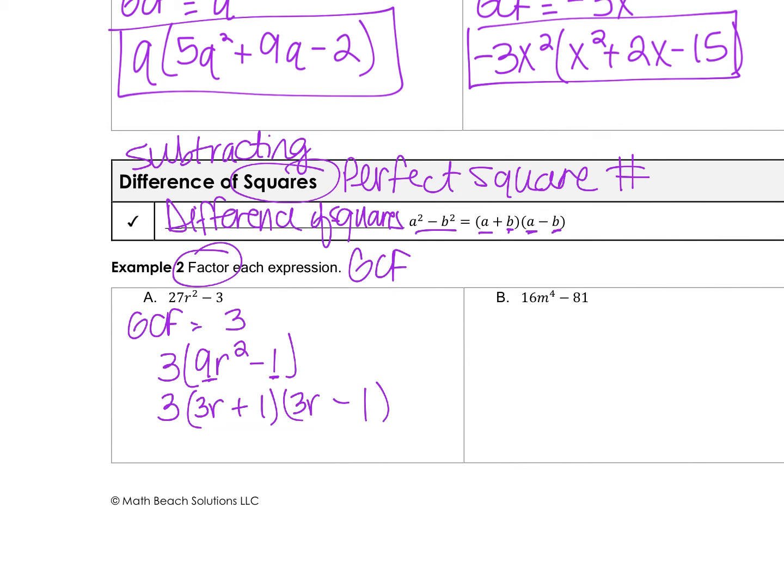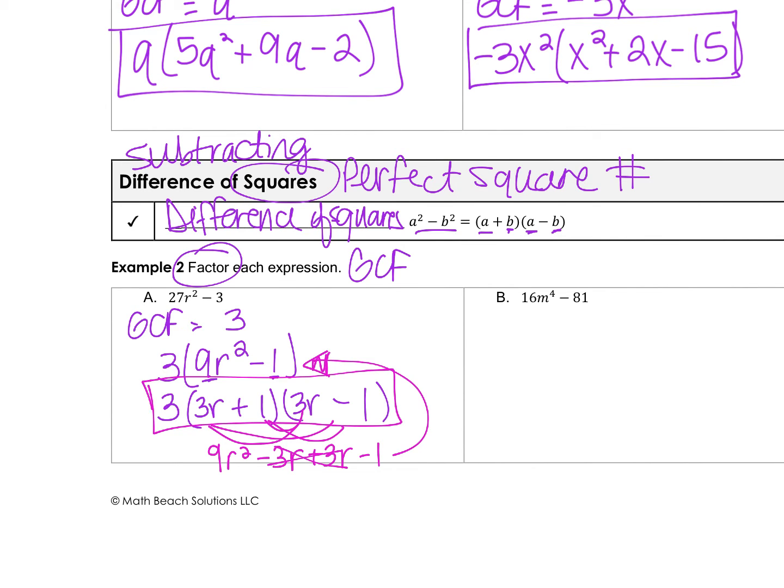So 1 times a negative 1 is a negative 1. Again, these should be equal. So if I were to check it and use FOIL, that's going to be 9r squared minus 3r plus 3r minus 1. Notice my middle terms cancel. This is exactly what I wanted it to equal because that was that inside piece. And then you can multiply by that GCF that we took out for it to equal 27r squared minus 3. Okay, so this is the correct answer here.